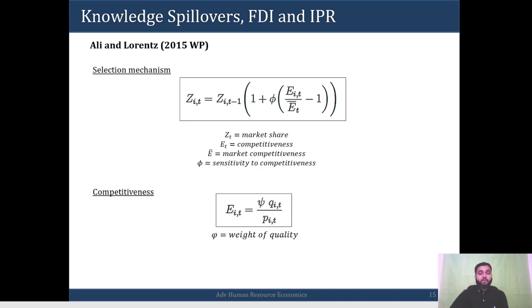And E is calculated by multiplying quality with the weight of quality and dividing by P. So the higher the price is, the lower the competitiveness is; the higher the quality is, the higher the competitiveness is. There is a weight of quality. So we are not putting the entire quality in competitiveness, we are just putting some weight on it. Okay, so this weight of quality is given by this sign right here. I don't remember how this sign is called right now, so forgive me for that. So this is how E is calculated, and you plug this E inside this equation. This gives you the market share.